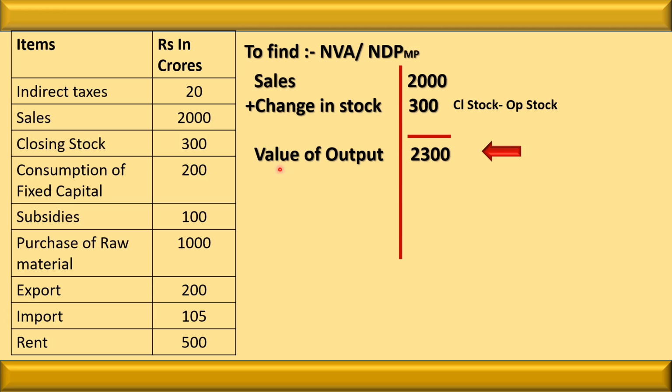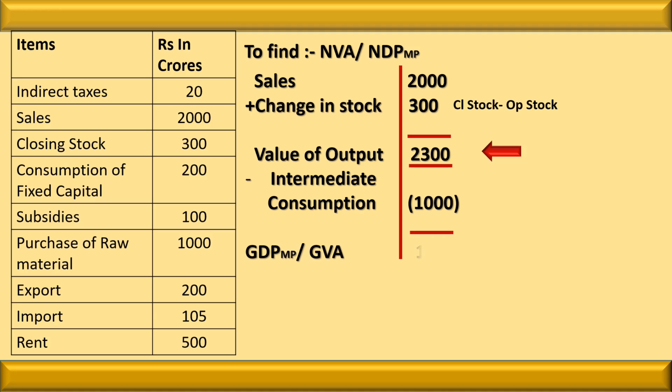Then what we have to do? We have to deduct intermediate consumption. Here the intermediate consumption is purchase of raw material, that we can see over here. We will get GVA. What will be the value of the GVA? The value of the GVA is 1300. In the previous question we have seen.